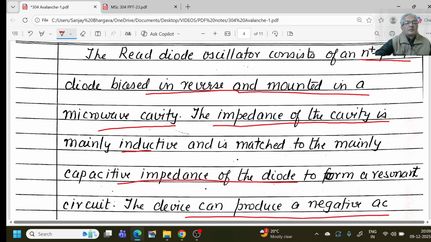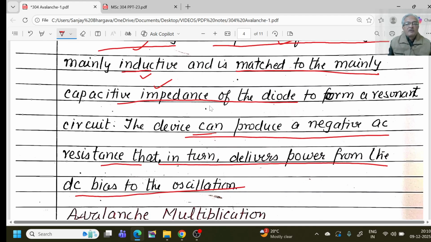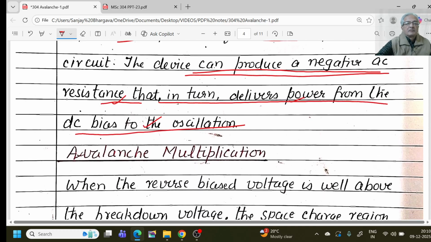So the read diode oscillator is basically made up of N plus PIP plus diode biased in reverse mode and mounted in a microwave cavity. The impedance of the cavity is mainly inductive and is matched to the mainly capacitive impedance of the diode to form a resonant circuit. The device can produce a negative AC resistance that in turn delivers power from the DC bias to the oscillation.